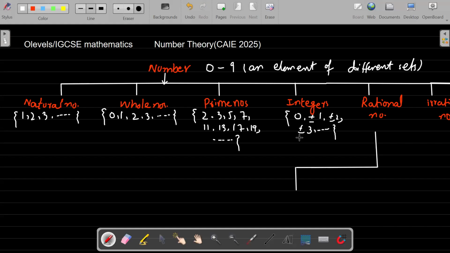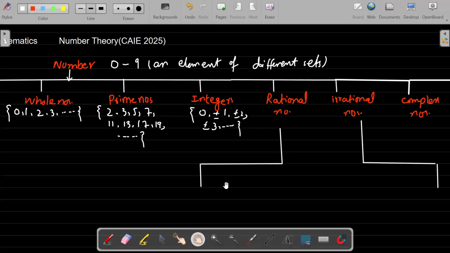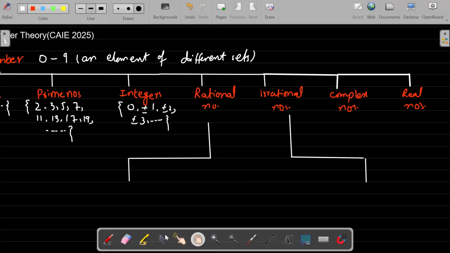These are integers. Now we will talk about rational numbers. Before O-levels, you studied the definition that a number which can be put in the form of P over Q is called a rational number. But in O-levels, you are going to discuss that a number which has a terminating or recurring decimal is called a rational number.